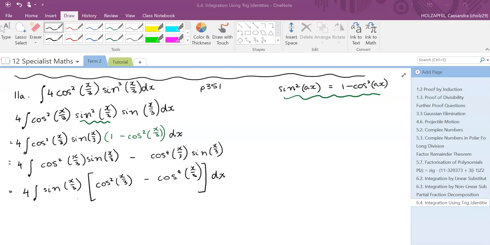Okay, so the next thing I'm going to do is something similar to what I've done in the previous example. I'm going to let u equal cos x over 3. So now I can go ahead and replace this with u squared, and I can go ahead and replace this with u to the power of 4. Once I've done that, the other thing I need to replace will be this dx.